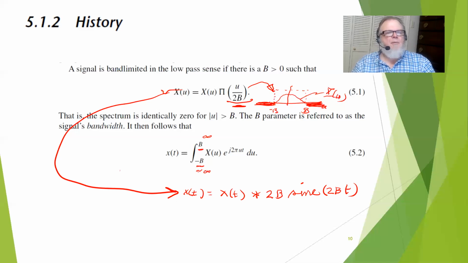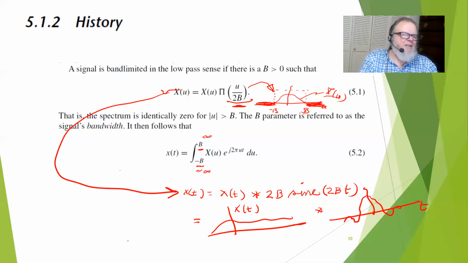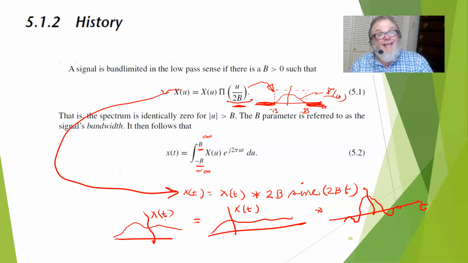This is kind of weird. Does this mean that we can take an arbitrary function that's band-limited and convolve it with this sinc? We know the sinc looks like this. And we get out exactly the same signal? We know if we convolve with the delta function, we get back exactly the same signal, but with a sinc, we convolve with the sinc and we get back exactly the same signal. Yeah, it's a very curious relationship, but indeed we do get back the original signal.